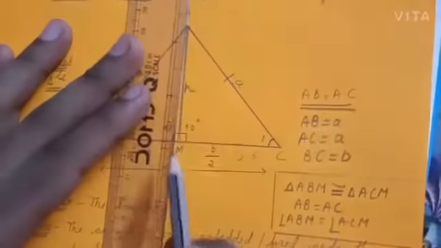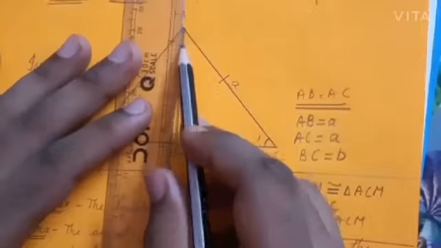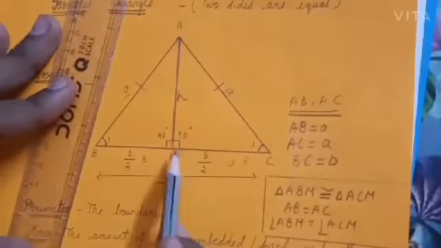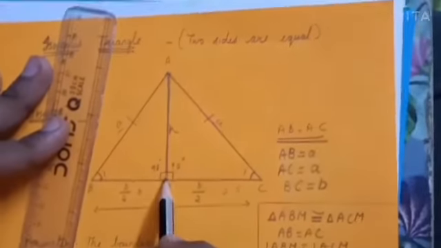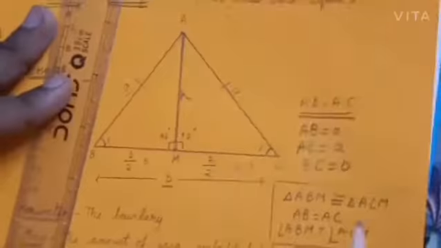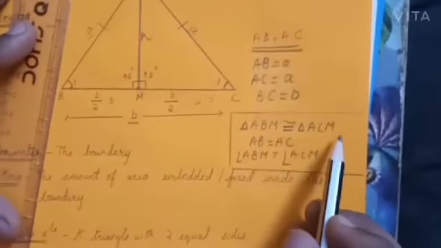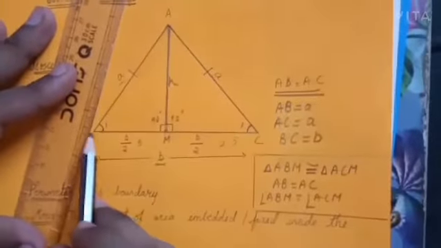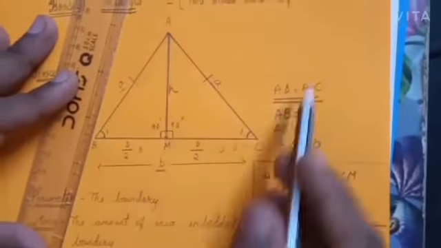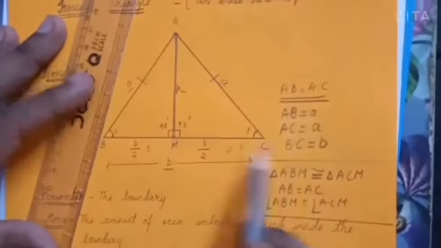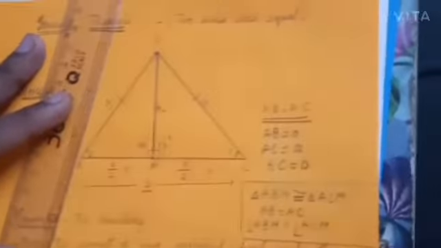What does this altitude actually do? This altitude divides the triangle ABC into two congruent triangles. What are the congruent triangles? Triangle ABM and ACM. I have named the point of intersection of the perpendicular line as M. So triangle ABM is equal to ACM. How did it come? AB is equal to AC, right? And angle ABM is equal to angle ACM. This is one angle, and angle AMB is equal to AMC. By this we can say that they are congruent triangles, right?